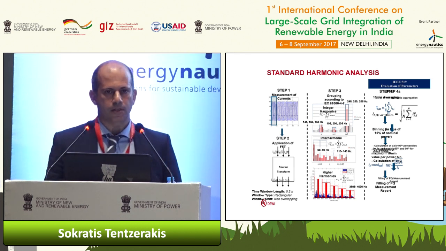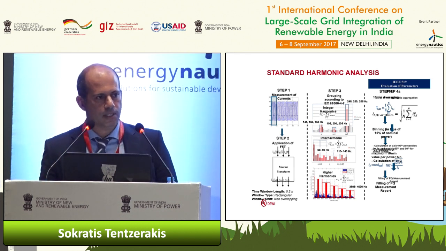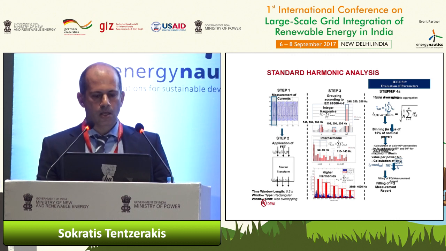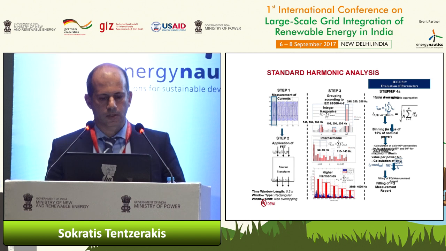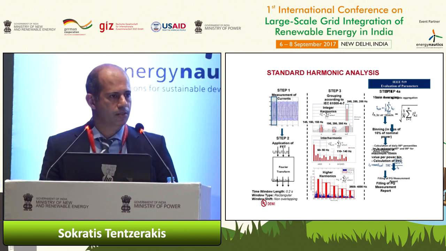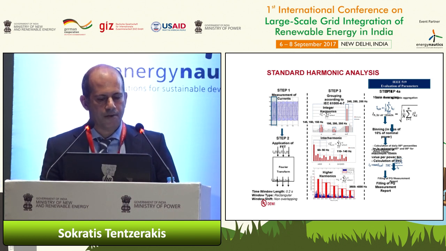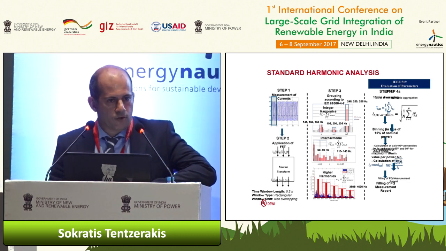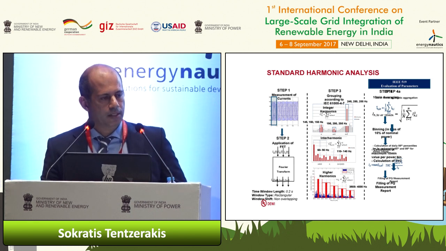So, in brief, what is the standard harmonic measurement procedure according to IEC 21 that is followed in general? We measure 10-minute harmonic currents. We apply the FFT transform over 200 millisecond windows, and then, to compensate for the spectral leakage from FFT, we have to group these harmonic amplitudes.